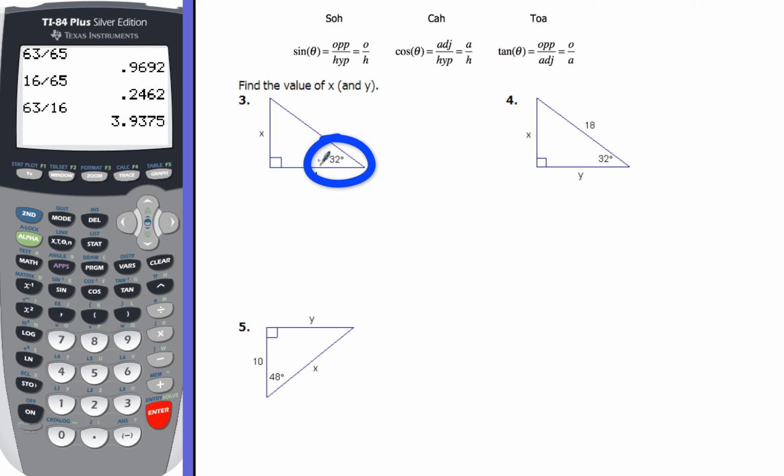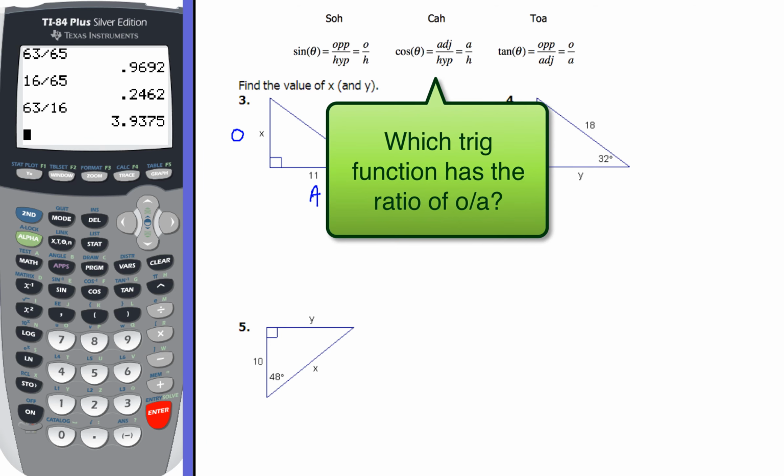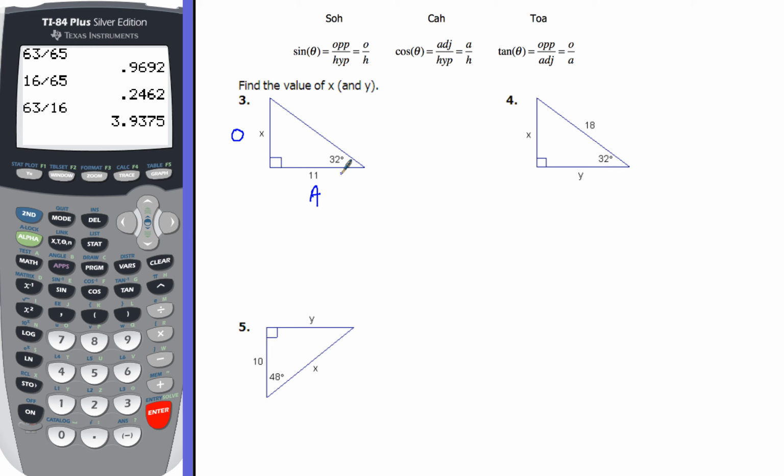Based on where 32 is, where this angle is right here, across from that, this is my opposite side. So I'm going to write the letter O right there for opposite. And then the 11, well, that's adjacent. So based on where 32 is, I've got opposite and adjacent. So I'm going to use one of the trig functions that deals with opposite and adjacent. And if I have those memorized already, I'm ready to rock on. But if not, they're there for your reference anyway.